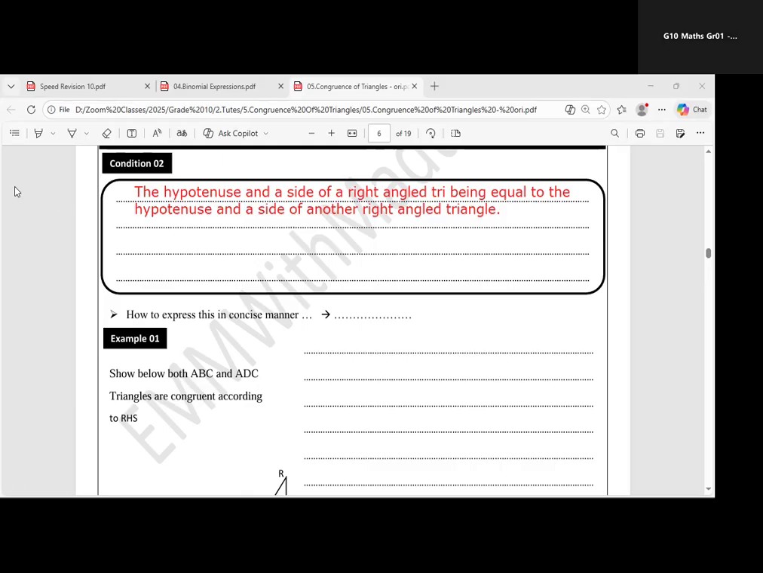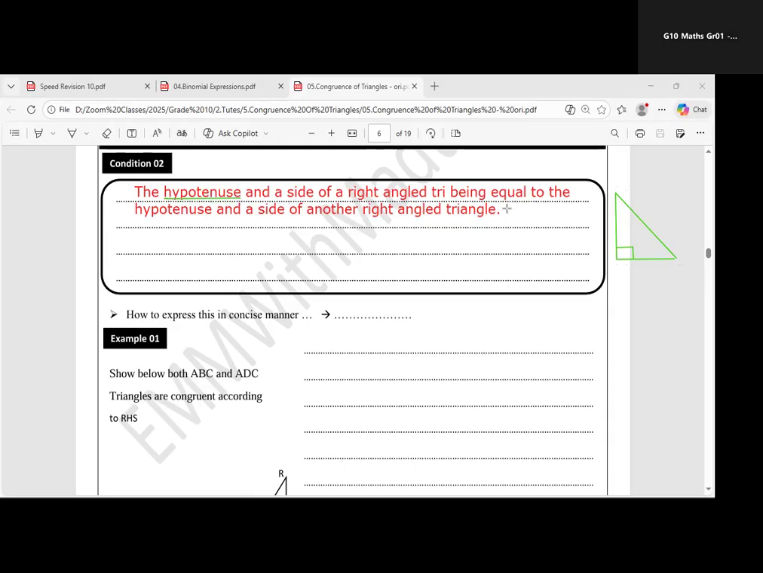First of all, I will read this one. The hypotenuse and a side. So we have a hypotenuse. Now don't write, look at the word. Hypotenuse can be there only in a right angle triangle. Now if I take this kind of a right angle triangle, this is a right angle triangle. Please highlight hypotenuse.